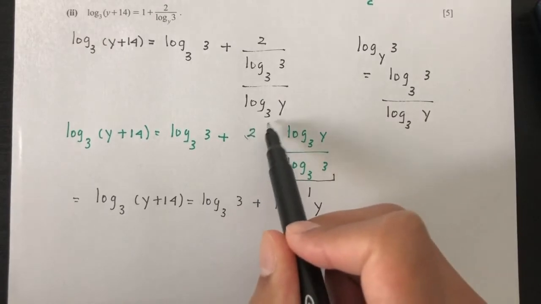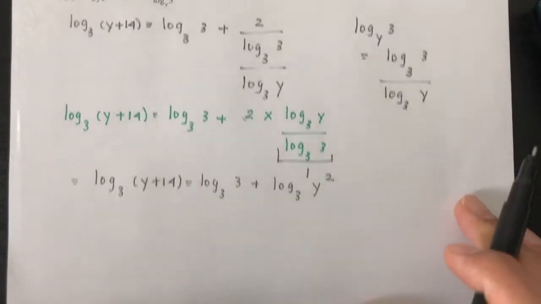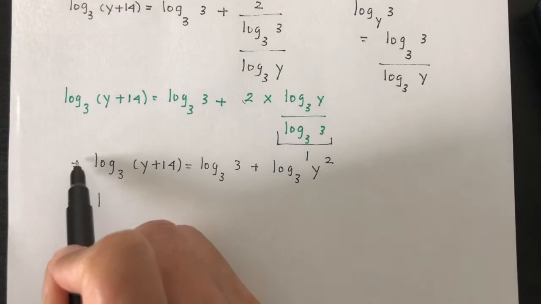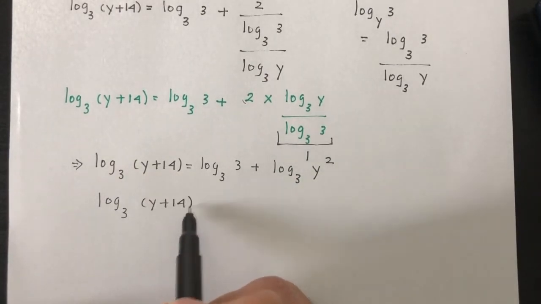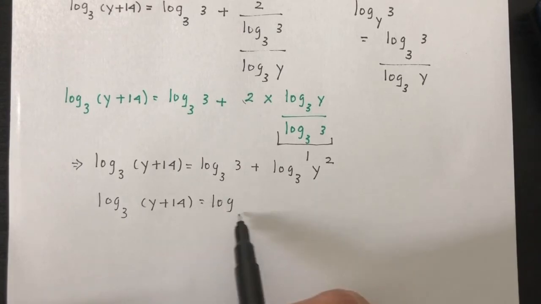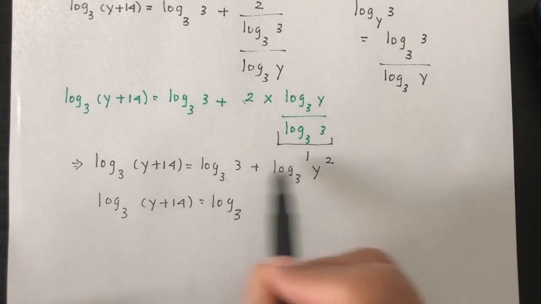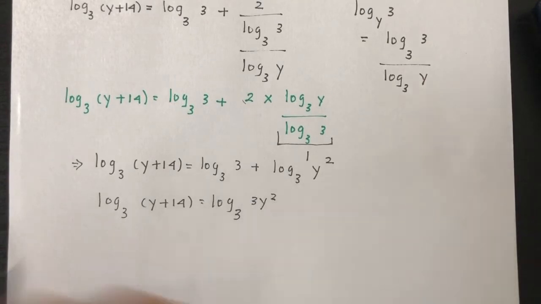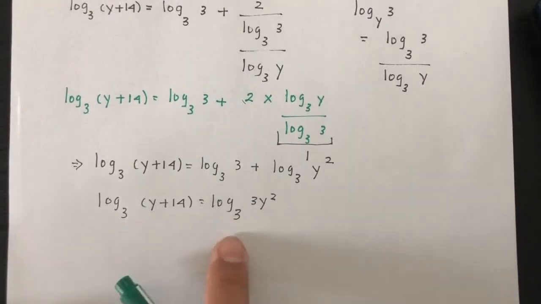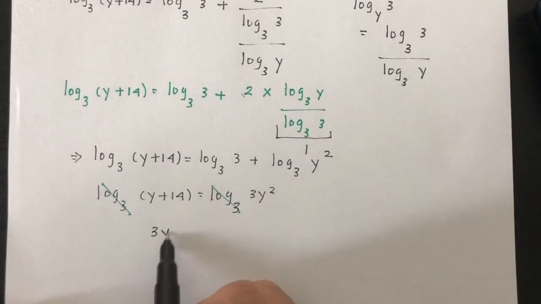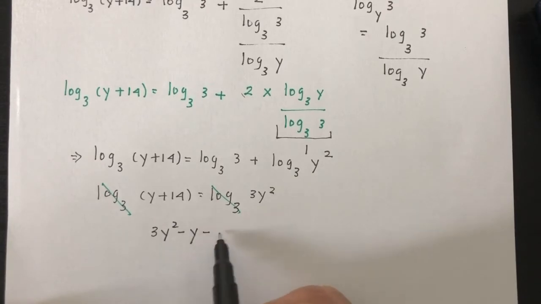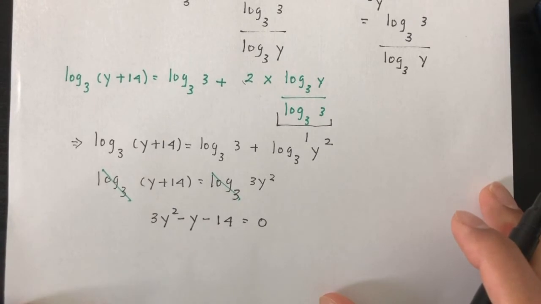Here we have 2, we can send 2 up here for the power. Now let's combine these two together. You will have log base 3 of y plus 14, and you will have log 3. When you have plus, you have to multiply, so you will have 3y squared. Now we have log 3 on both sides, we can cancel out. You will have this equation, which is 3y squared minus y minus 14 is equal to 0. Let's solve for the value of y.